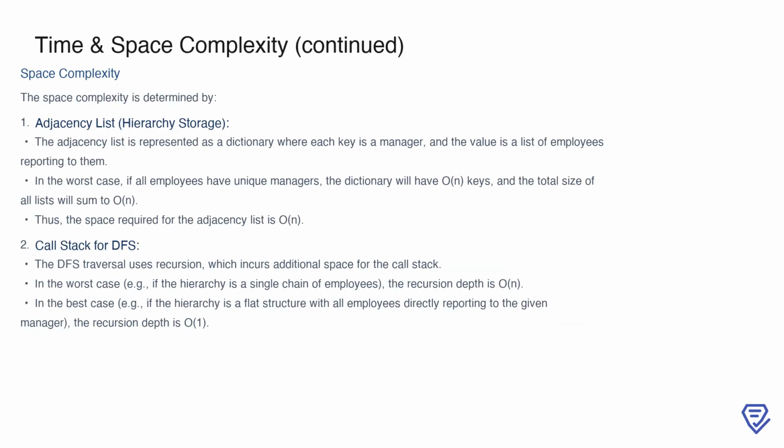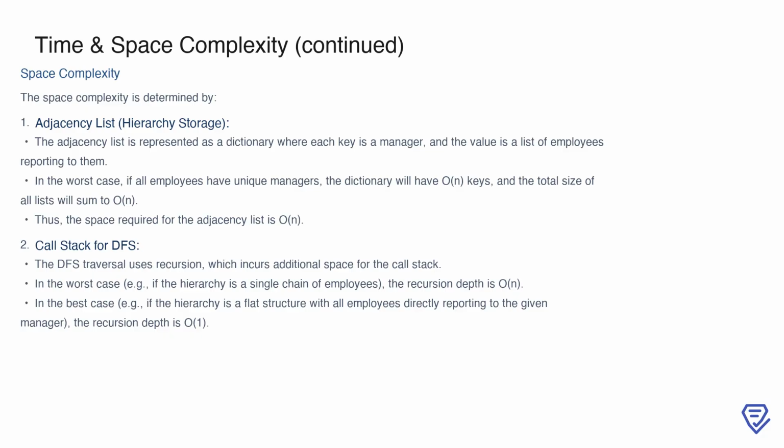Now let's look at the space complexity. The first factor is the adjacency list, which represents the hierarchy. This is stored as a dictionary where each key corresponds to a manager, and the value is a list of employees who report to that manager. In the worst-case scenario, where every employee has a unique manager, the dictionary will have O(n) keys, and the total size of all the lists will also sum to O(n). Thus, the space required for the adjacency list is O(n).